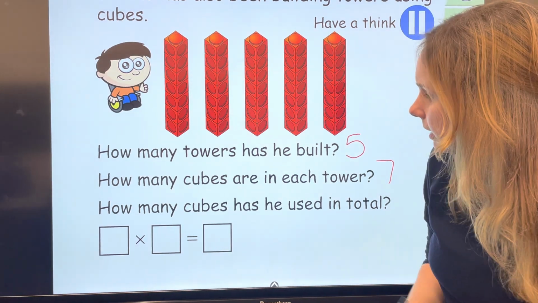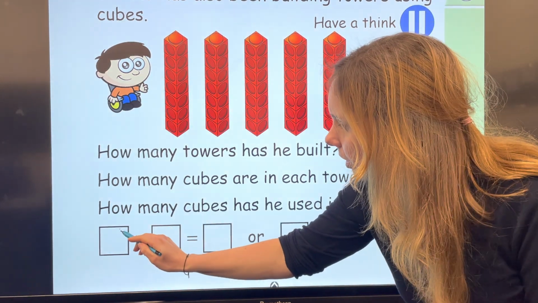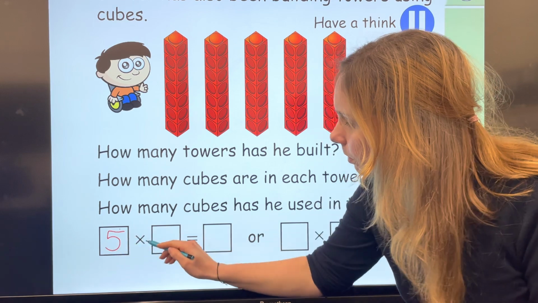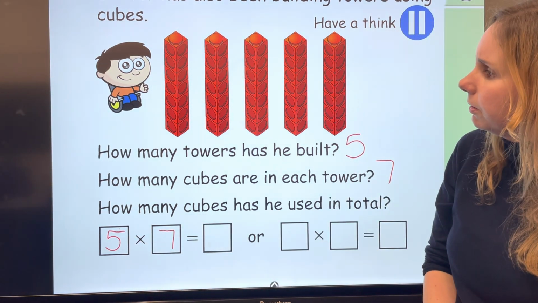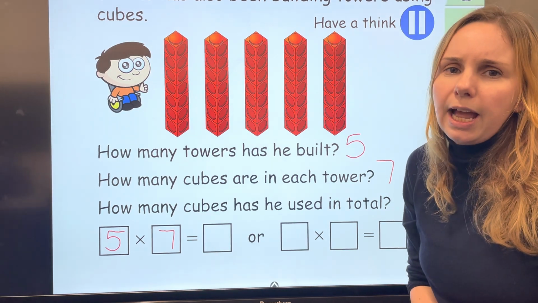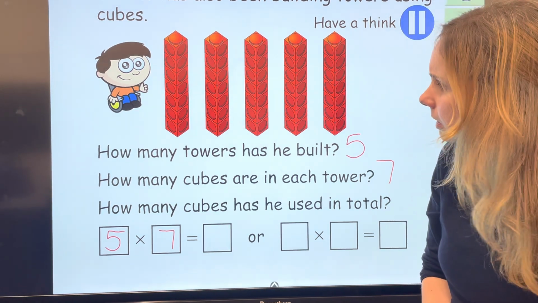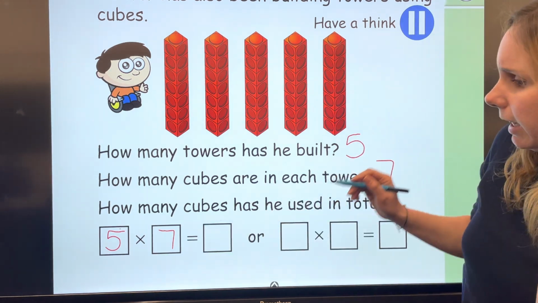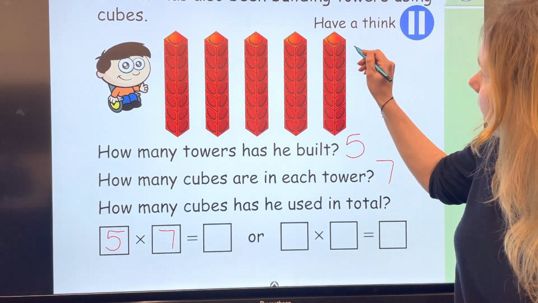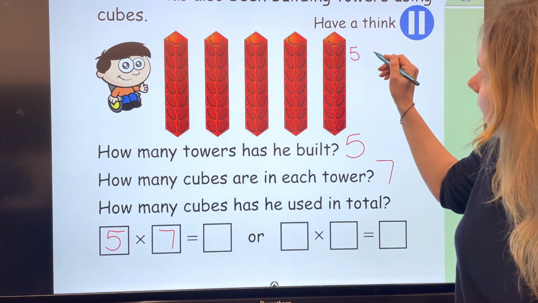So I'm going to write it a little differently this time. I'm going to say he's got 5 multiplied by 7. He's got 5 lots of 7. Now, I'm not very good at counting in my 7s, and I want to speed it up, so instead I'm just going to write a repeated addition. I'm going to write 5 7 times.